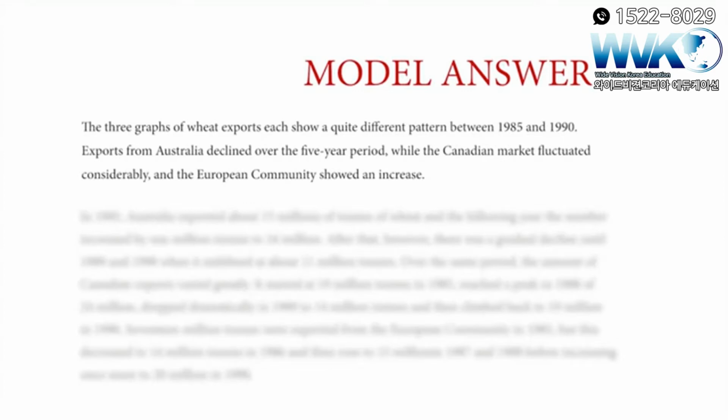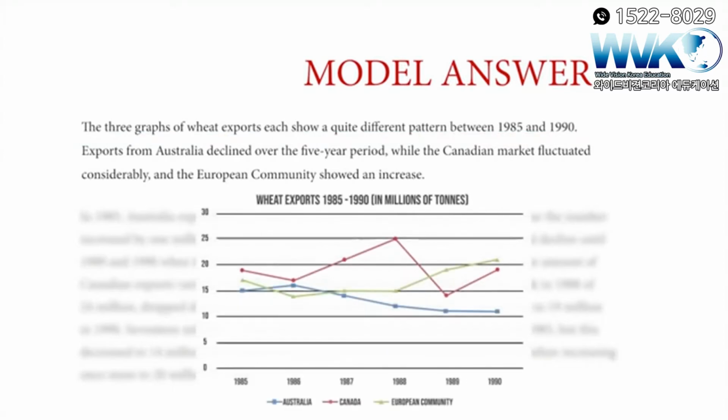The 3 graphs of wheat exports each show a quite different pattern between 1985 and 1990. Now, if you can see, they didn't copy the top, which says wheat exports 1985 to 1990 in millions of tons. It created a sentence so that the reader will have an easier time to read and understand it. Now let's go on to the overview, which is the second sentence.